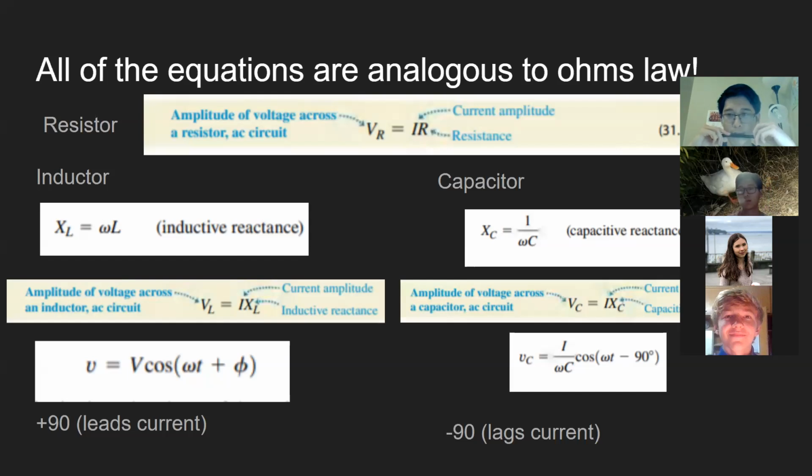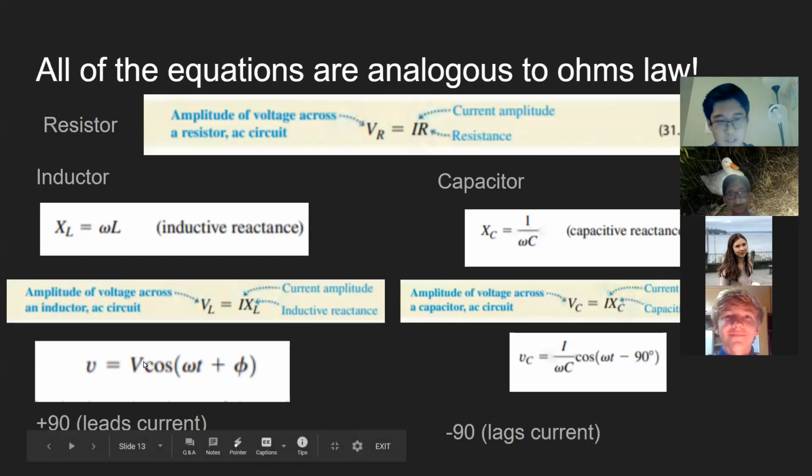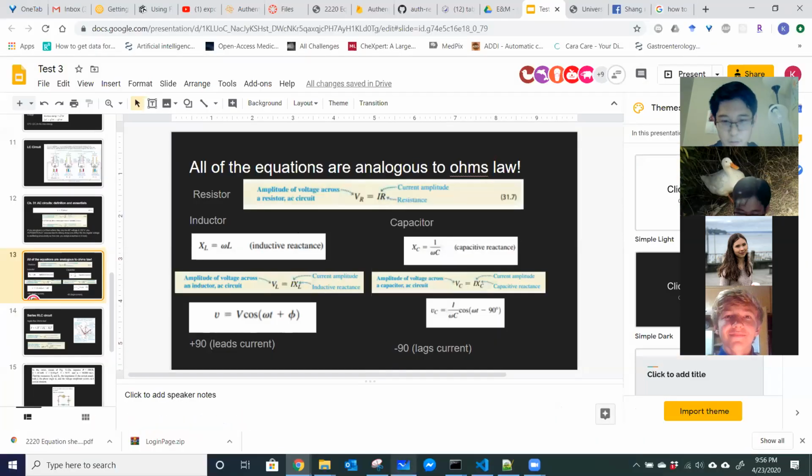Isn't the inductor voltage supposed to be omega L cosine? Yes, the inductor's voltage is supposed to be omega L cosine. Wait, actually, hold on. Oh wait, I see what you're saying. Yeah, this equation, I took it from the wrong slide. Let me find the real equation real quick.